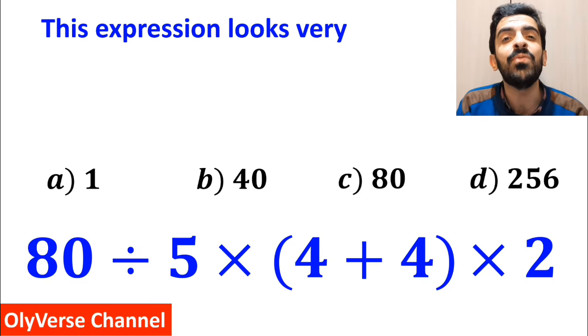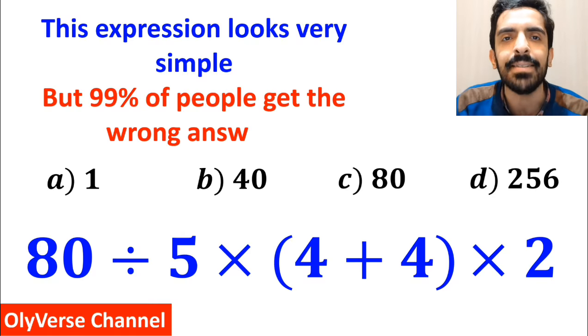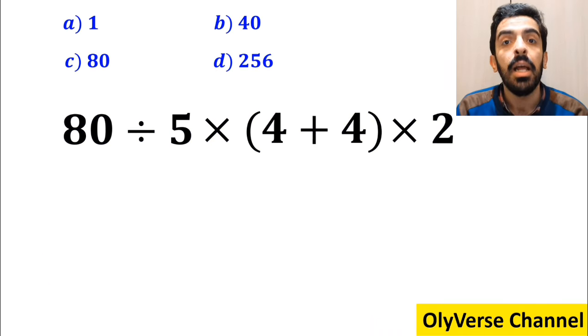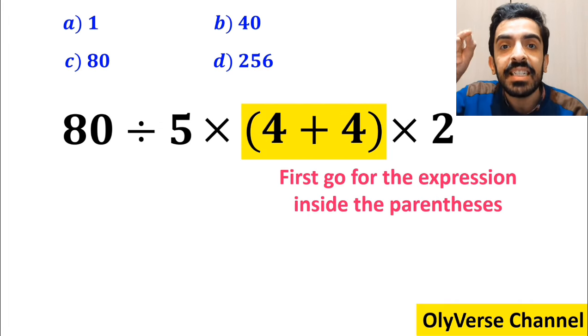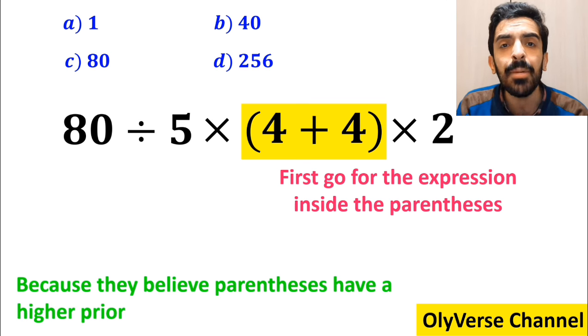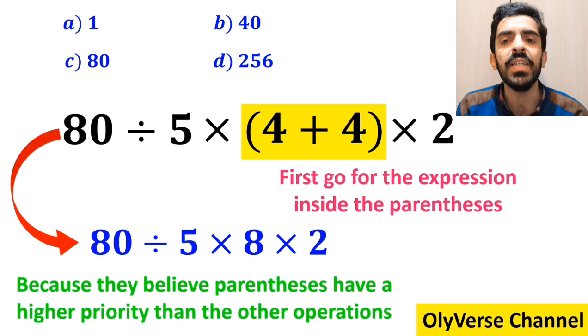This expression looks very simple, but 99% of people get the wrong answer. Let's go step by step and solve it together. Many people, when trying to solve this question, first go for the expression inside the parentheses because they believe parentheses have a higher priority than the other operations. So, they simplify this expression to 80 divided by 5 times 8, then multiplied by 2.